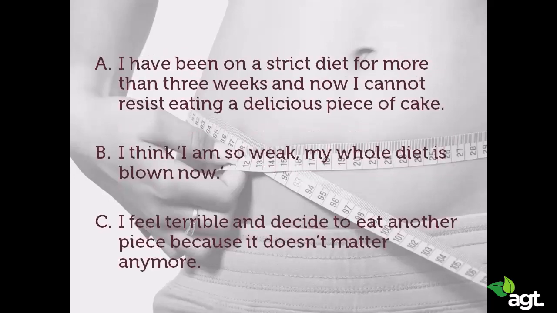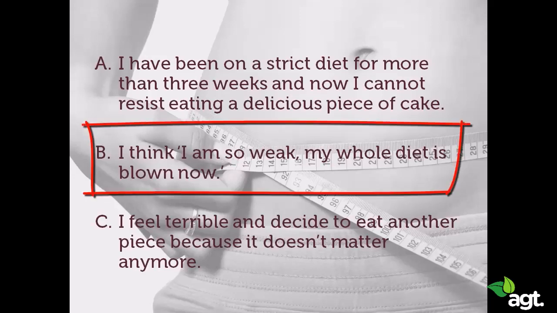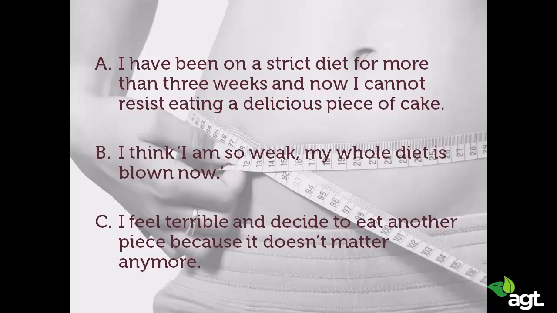Another way to look at it: you have been, again, on a strict diet for more than 3 weeks, and now you cannot resist eating a delicious piece of cake. But your thoughts here are, oh, I'm so weak. My whole diet is blown now. I'm terrible. I don't have any willpower at all. And the consequence is, I feel terrible. You decide to eat another piece of cake, because it doesn't matter anymore; you're weak, your diet is blown anyway.